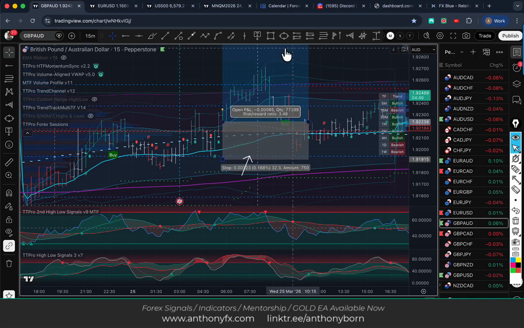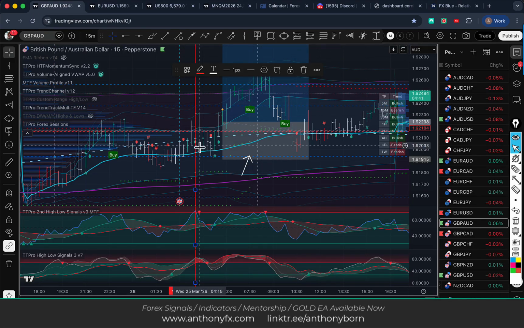15 minutes, okay. Yeah, and wait for the pullback. Look, see how the blue line, and then you got this. That's the breakout of this level here, this red. That's a warning, and this is a warning here as well.